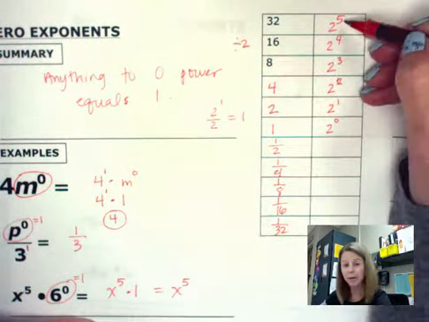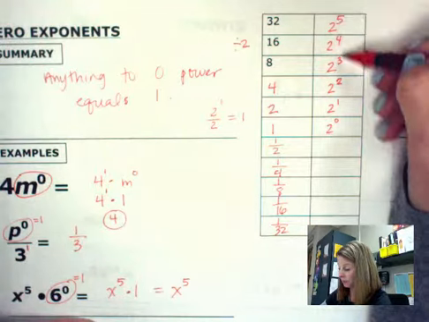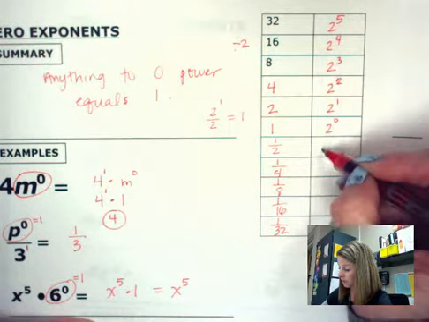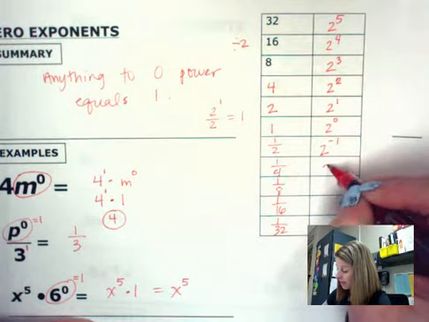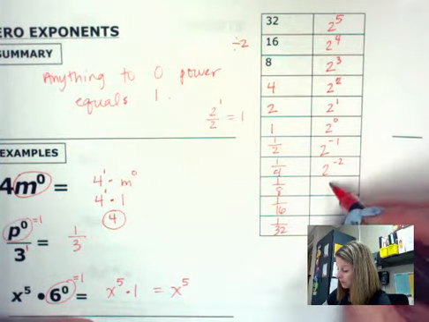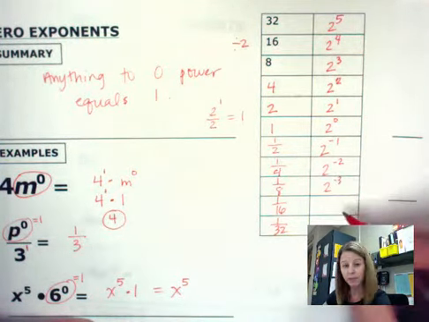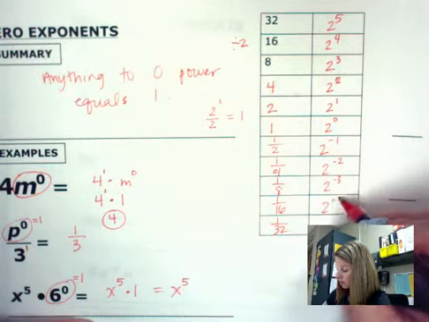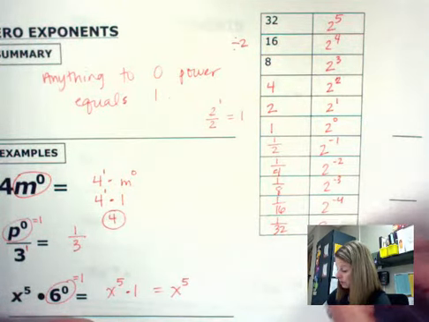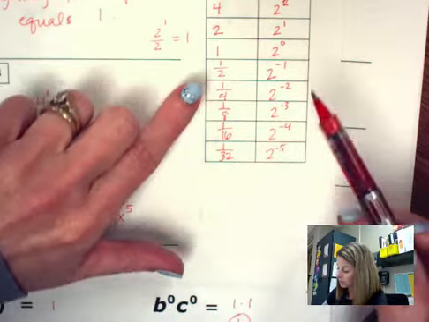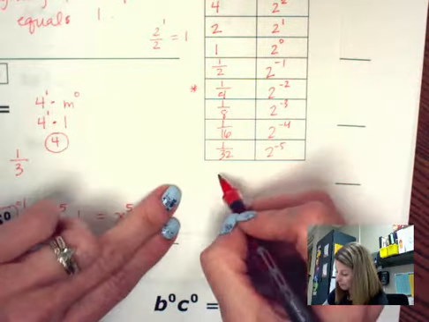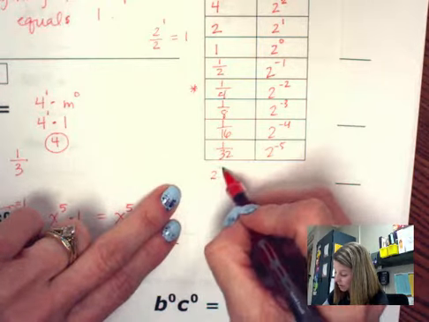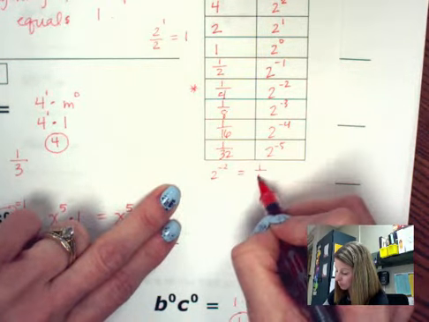So let's extend our pattern on the exponents here. 5, 4, 3, 2, 1, 0. So the next number smaller than 0 is negative 1. And then 2 to the negative 2, 2 to the negative 3, 2 to the negative 4, and then 2 to the negative 5. So let's look at actually 1/4. I want to talk about that down here. So 2 to the negative 2, I said, is 1/4.